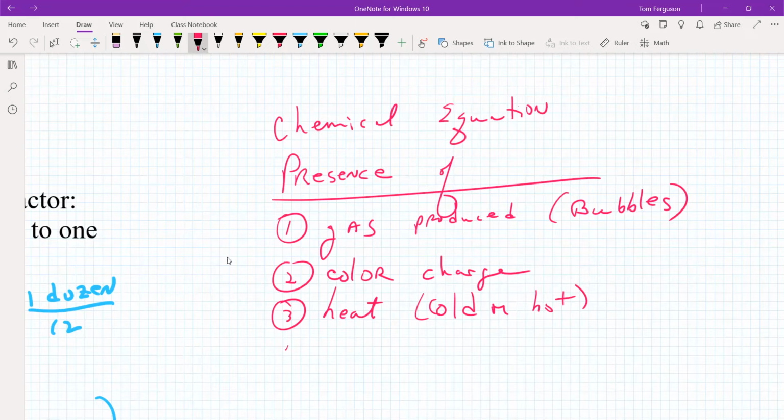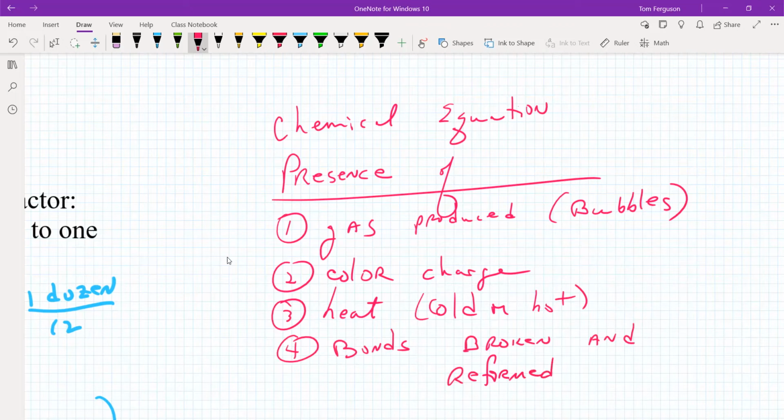So, bonds are broken and reformed. With my melting ice, we start with H2O. It requires heat to go from solid to liquid, so it seems like there's a change in heat. And what is the liquid formula? H2O. So no bonds were broken or reformed. So no chemical reaction.